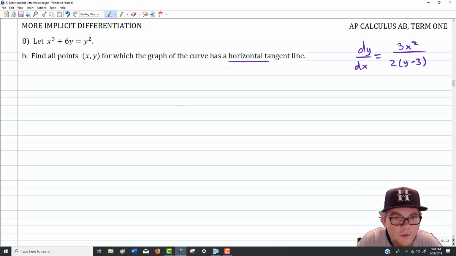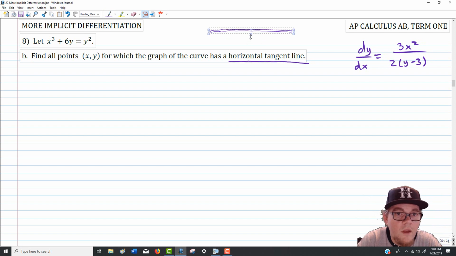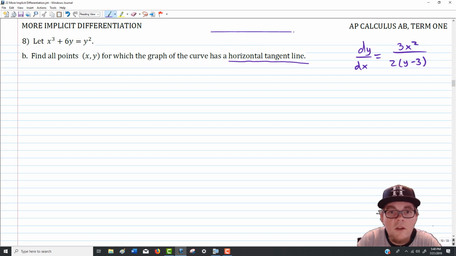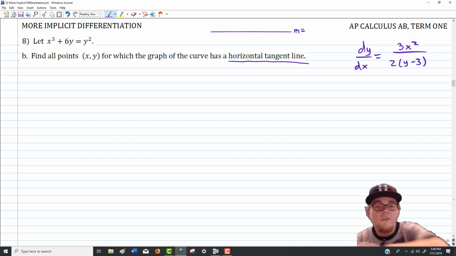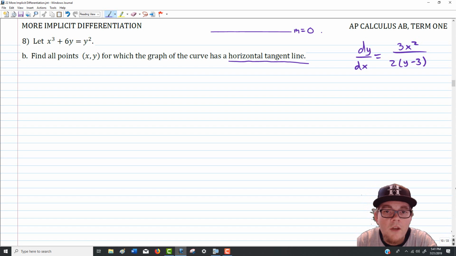So this phrase, horizontal tangent line, I'm hoping that when you picture a horizontal tangent line, you picture a literal horizontal line. And the reason I say that is because looking at a horizontal line, you can quickly diagnose what the slope of that line is. Since it's flat, it has no actual slant to it, so m is equal to 0. So what we're trying to figure out is when does dy/dx equal 0.